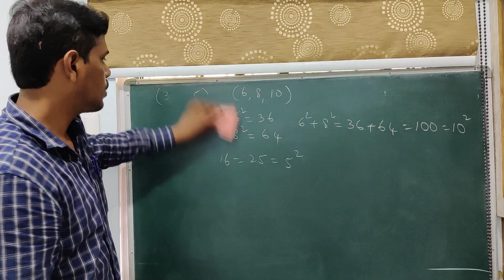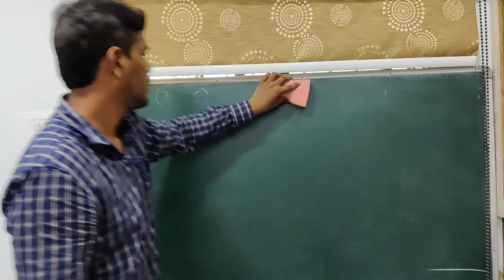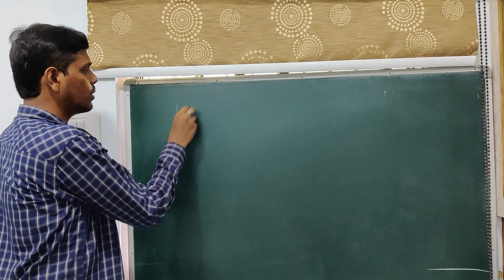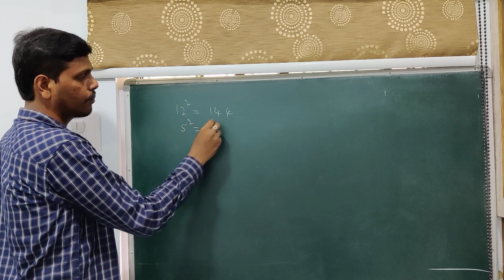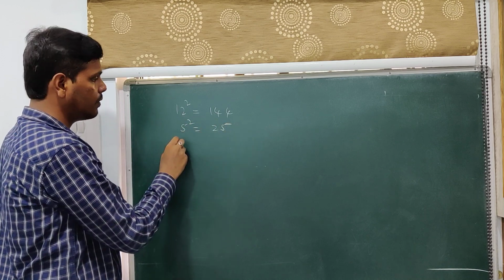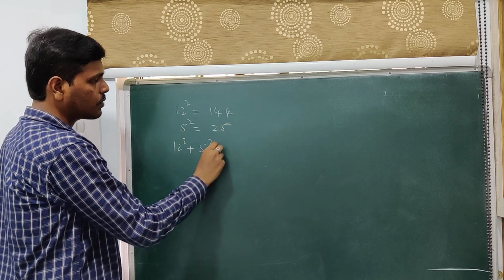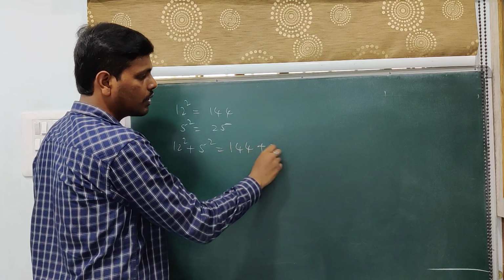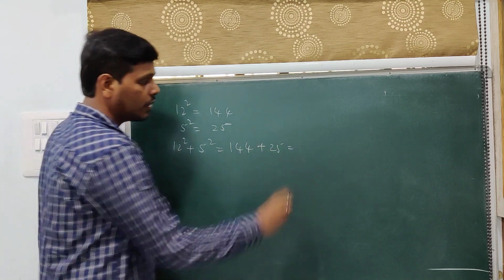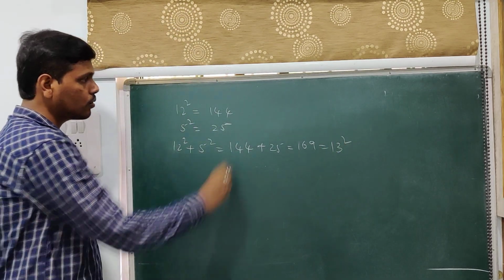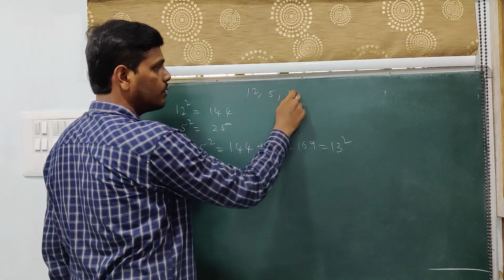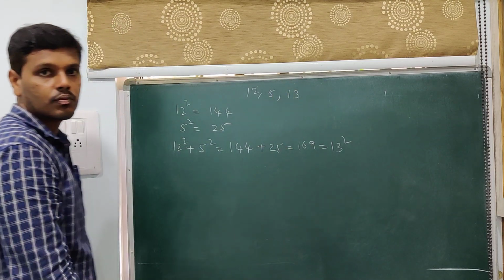Like the same, you can also have, say, 12 square. 12 square is how much? 144. 5 square is 25. Now add 12 square plus 5 square, 144 plus 25. 144 plus 25 is 169. 169 is same as 13 square. Therefore I can conclude that 12, 5, 13 are your Pythagorean triplets.